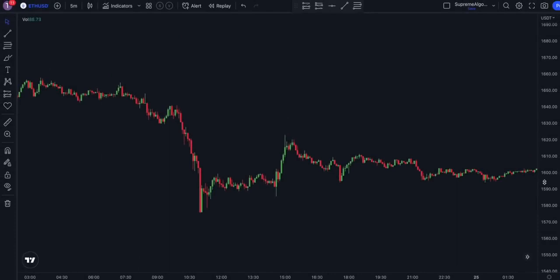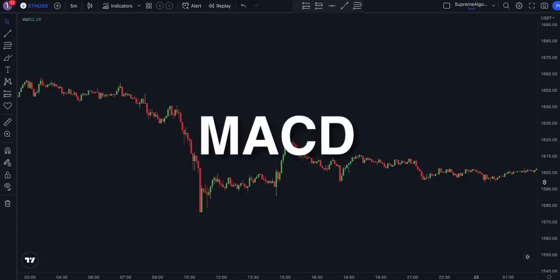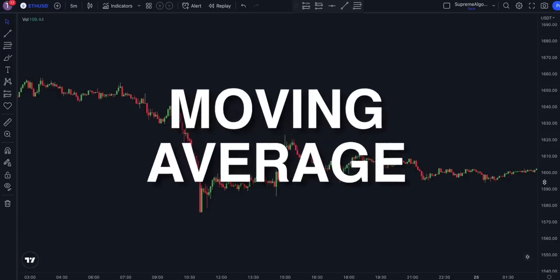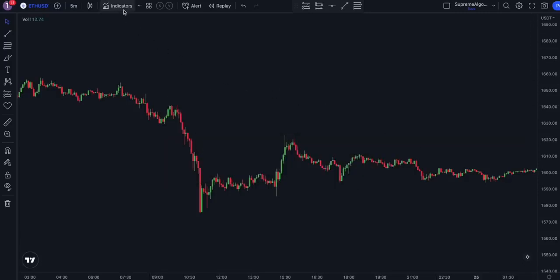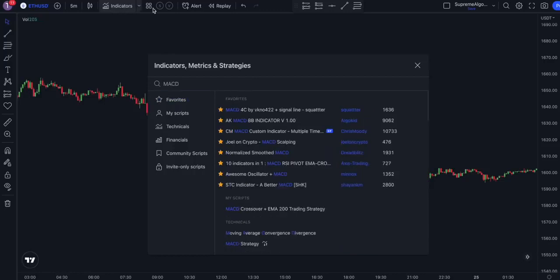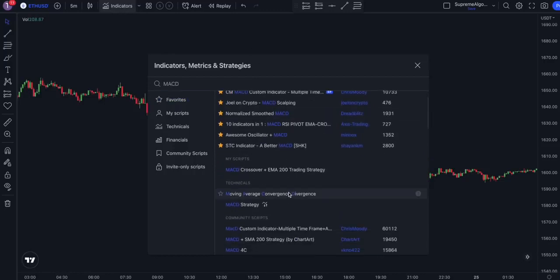Okay, so before we explain how this trading algorithm given by ChatGPT functions, we need to add the following indicators to the price chart. The strategy uses 3 free scripts: moving average convergence divergence, relative strength index, and a regular moving average. So open the indicators and search for the first one, which is MACD. Select this indicator right here.